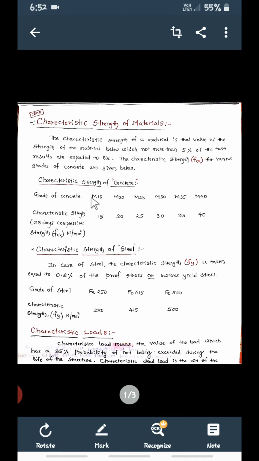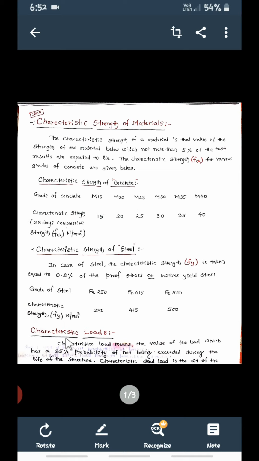These are the different grades of concrete, and these are the different grades of steel that will be used in the design. These two are the characteristic strengths of materials. Now similarly there will be characteristic loads. As you know, different loads will be acting on the structure. One is dead load, or self weight of the elements. Then live load will be there, wind loads will be there, and in some places we need to consider earthquake loads also. So various loads are considered in the design of elements.